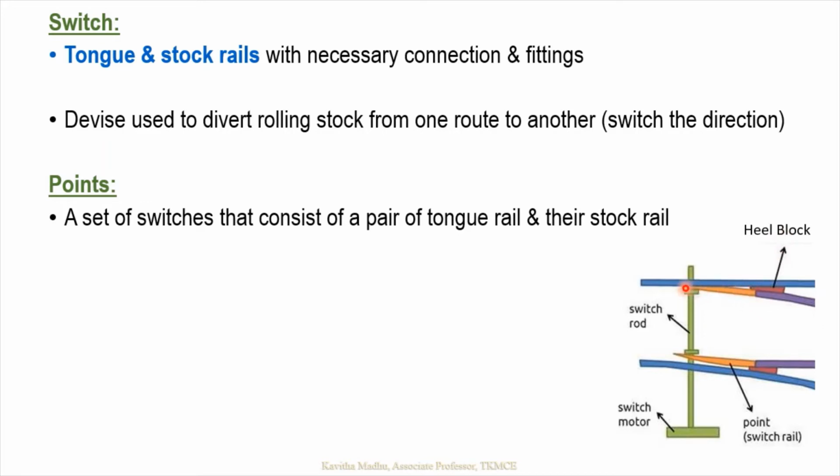And there is a tapered tip of this rail, which can be attached to the stock rail or can move away from the stock rail. Here in this figure you can see the left hand tongue rail is attached to the stock rail, whereas there is a gap between the right hand tongue rail and the stock rail. In this case, the flange will move between this right hand tongue rail and the stock rail, and the train will be diverted to the right hand side. So depending upon how the tongue rail is attached to the stock rail, the direction of the train can be fixed.